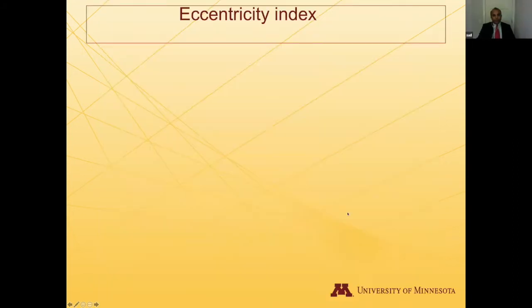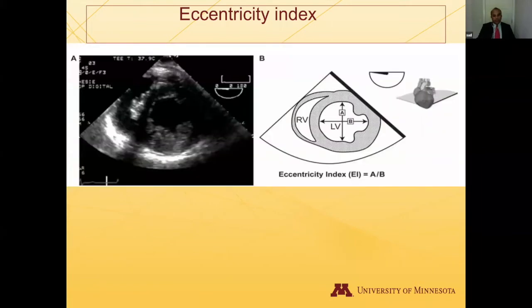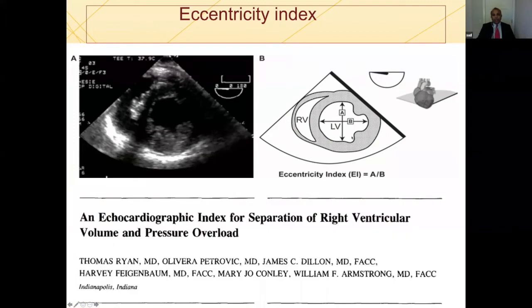Now let's talk about the eccentricity index. This is kind of peculiar. We are looking at the left ventricle and saying if the right ventricle is normal or not. So what is the eccentricity index? It's very simple. You take the LV anterior-posterior diameter and divide that by the LV septolateral diameter. Normally it's 1, and if it's more than 1, then it's abnormal. Depending on if it's increased only in systole or in systole and diastole, you can differentiate if the overload for the right ventricle is volume or pressure.